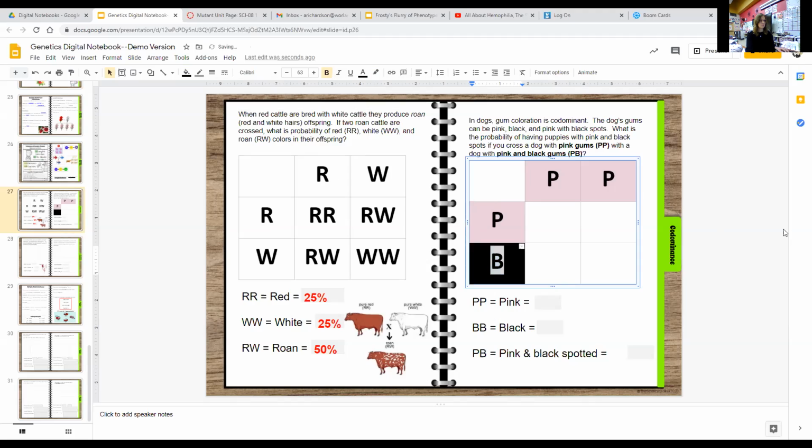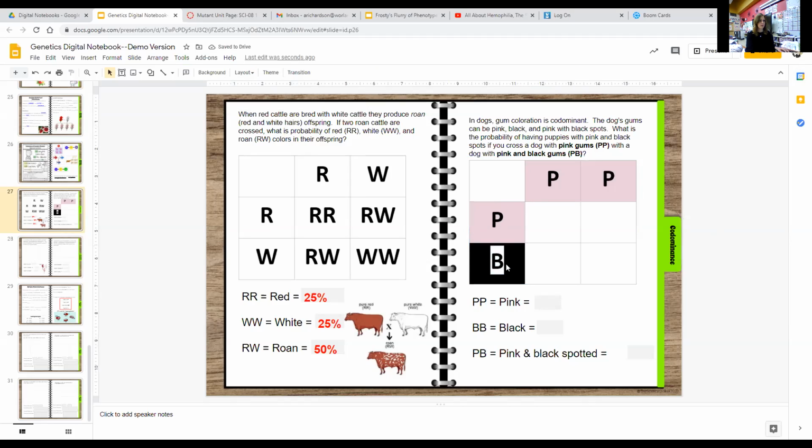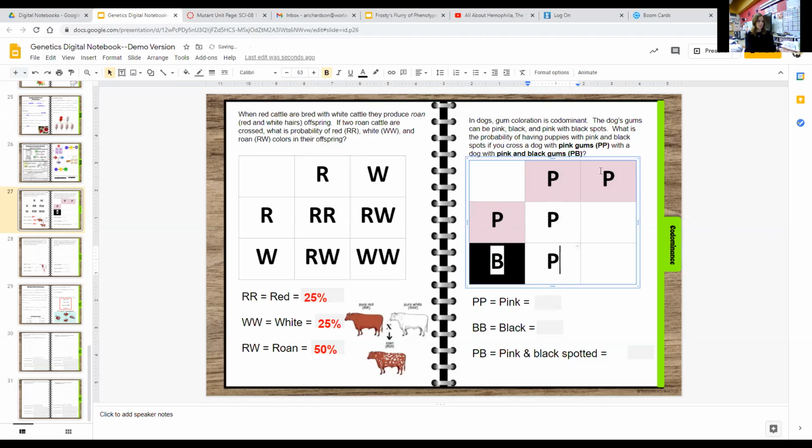Okay. So what's going to happen now is we're going to do our cross just like we would. So I'm going to bring my P's down. So P, P, and P's down here. P, P, P, down here. I'm going to bring the P's across, or the P across. So P, P, and bring the B across. So B, B.